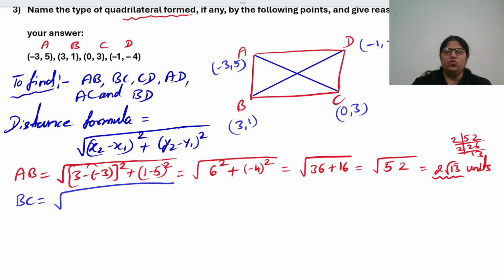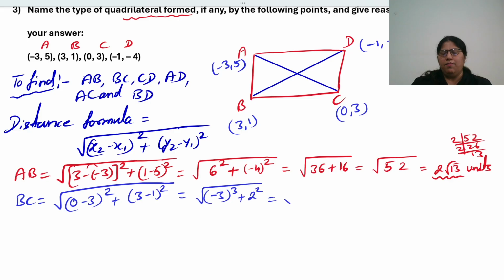BC length: I can write here (0 minus 3) whole square plus (3 minus 1) whole square. 0 minus 3 is minus 3, plus 2 square. Minus 3 whole square, not cube, this is square. So it is going to be 9 plus 4, which is root 13 units.